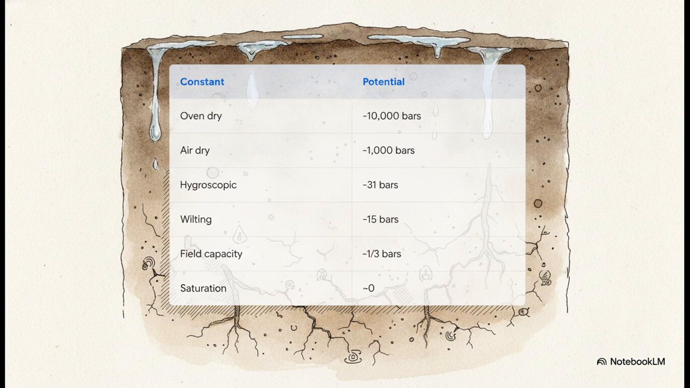We start at saturation. Every pore is stuffed with water, tension is almost 0. Then we drop to field capacity at negative 1/3 bars. Keep drying out and we hit the wilting coefficient at negative 15 bars, the hygroscopic coefficient at negative 31 bars, all the way down to a totally oven-dry soil sitting at a staggering negative 10,000 bars of tension. No way a plant is getting a drop from that.